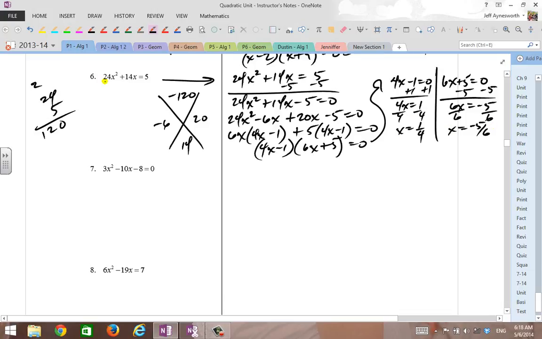It's a little bit more challenging because the lead coefficient right here, this 24, makes the factoring more challenging, and it changes the solutions to not being integers but being fractions. Now the next one's the same, so pause the video, give it a shot.